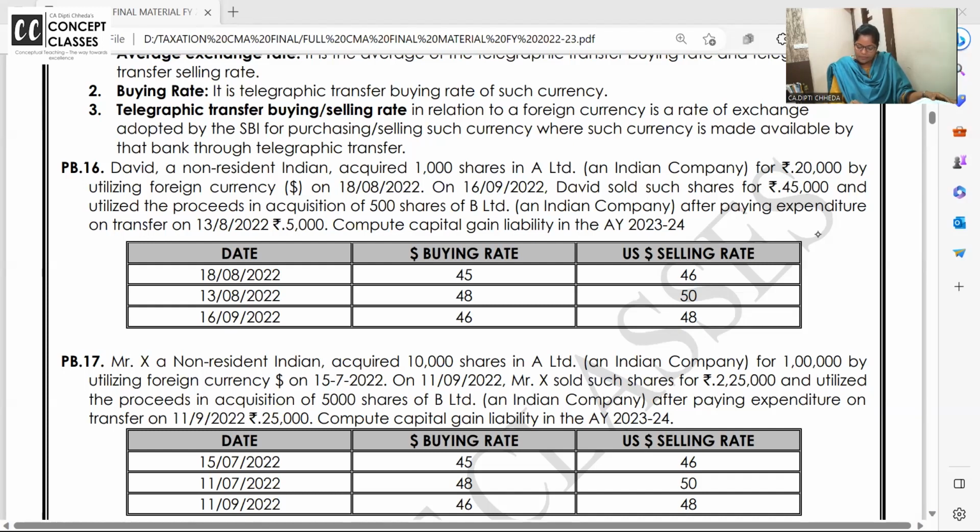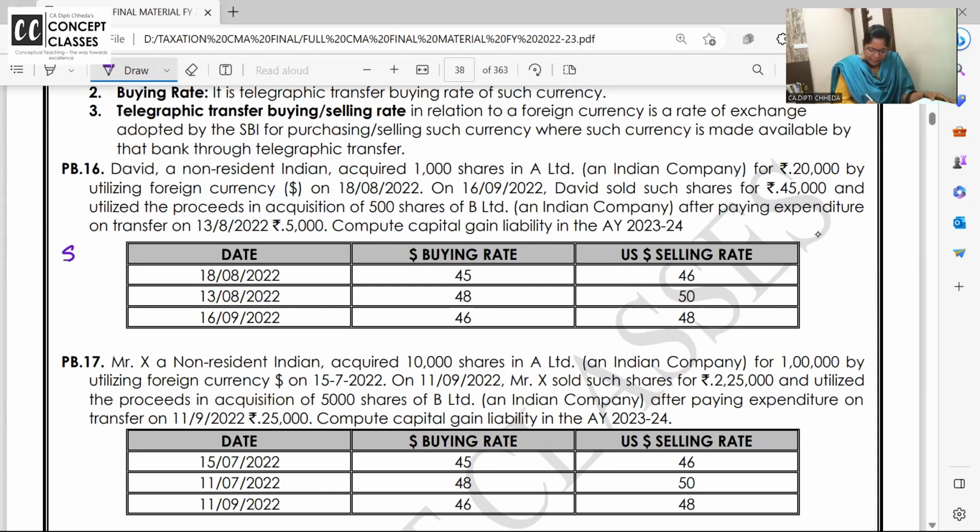1000 shares he has acquired on 18th August. On 16th September, they have sold 45,000. Yes, very good, Krishna. Your answer is correct. Those who have not done, write down the answer and complete it and share with me.